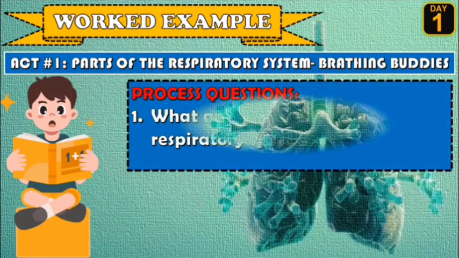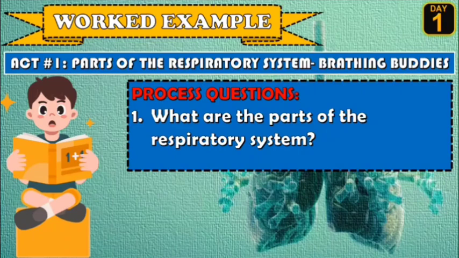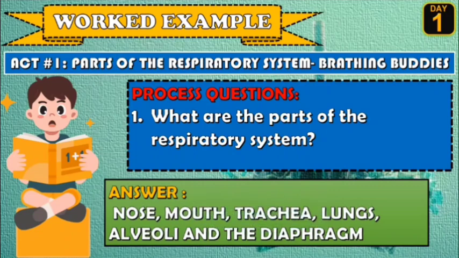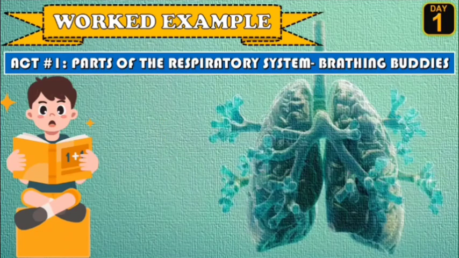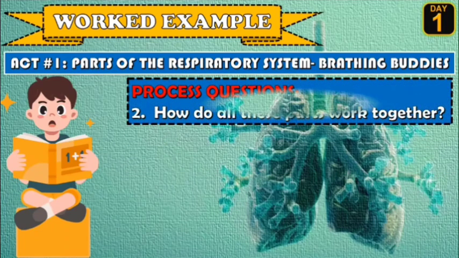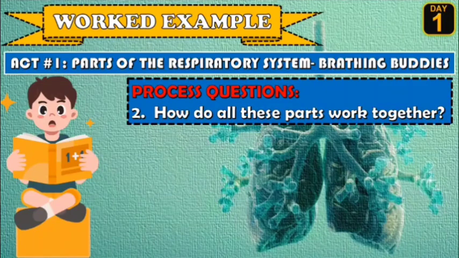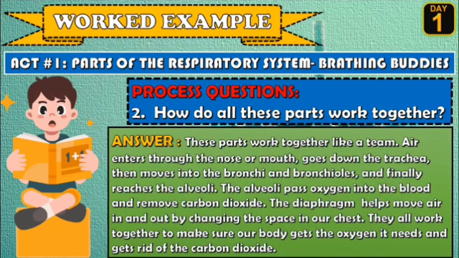So the process questions, number 1, what are the parts of the respiratory system? The answers are, we have the nose, the mouth, the trachea, the lungs, the alveoli, and the diaphragm. For process question number 2, how do all these parts work together? The possible answer is that these parts work together like a team.